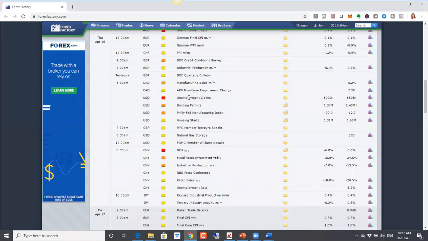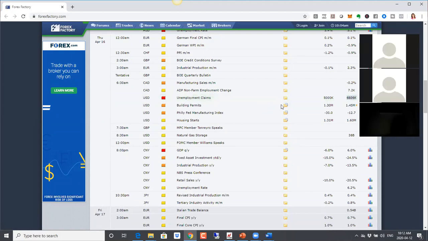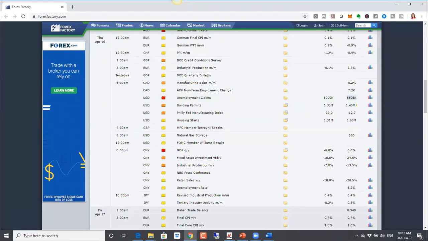Coming up here, we again have unemployment claims, looking for 5 million new applications. Last time the expectation was 5 million and we got 6.6 million. So again, if you get bad numbers like that, it would basically be bad for the US dollar, so keep that in mind.